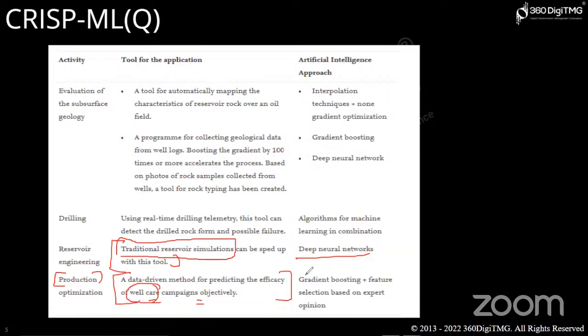So we are going to get some data that is related to the production. So we are going to work on this data. Techniques like gradient boosting plus feature selection are all very important while we are working on these data types. These are different tools from where we are going to get data. If we get the data, what are the different approaches? Specifically here we're speaking about the AI related approaches. So machine learning plays a major role in oil and gas industries.